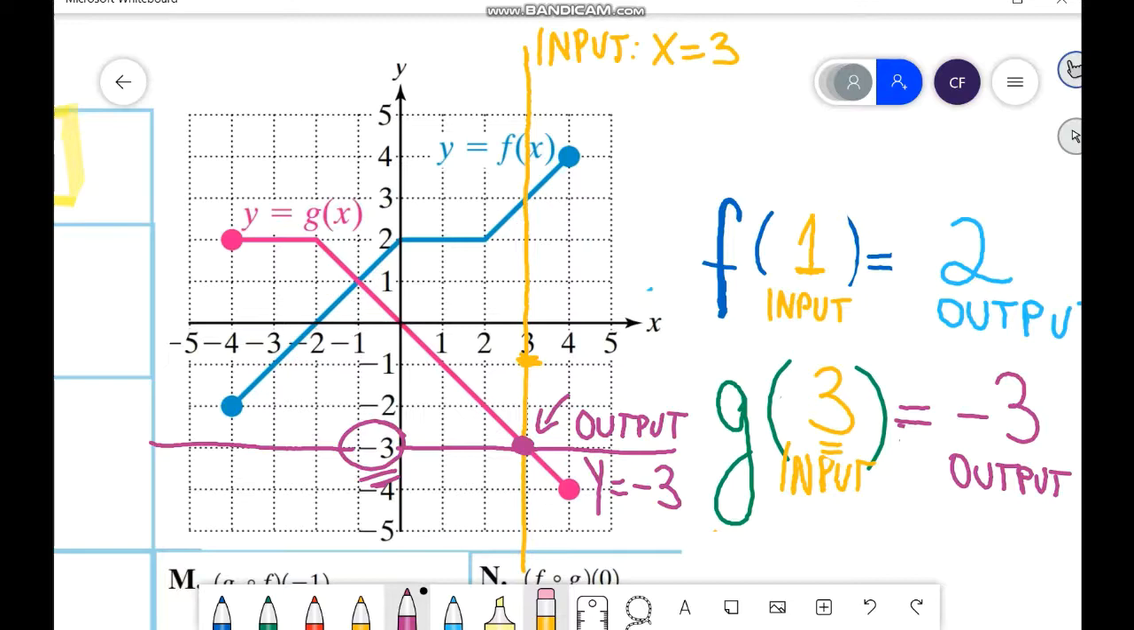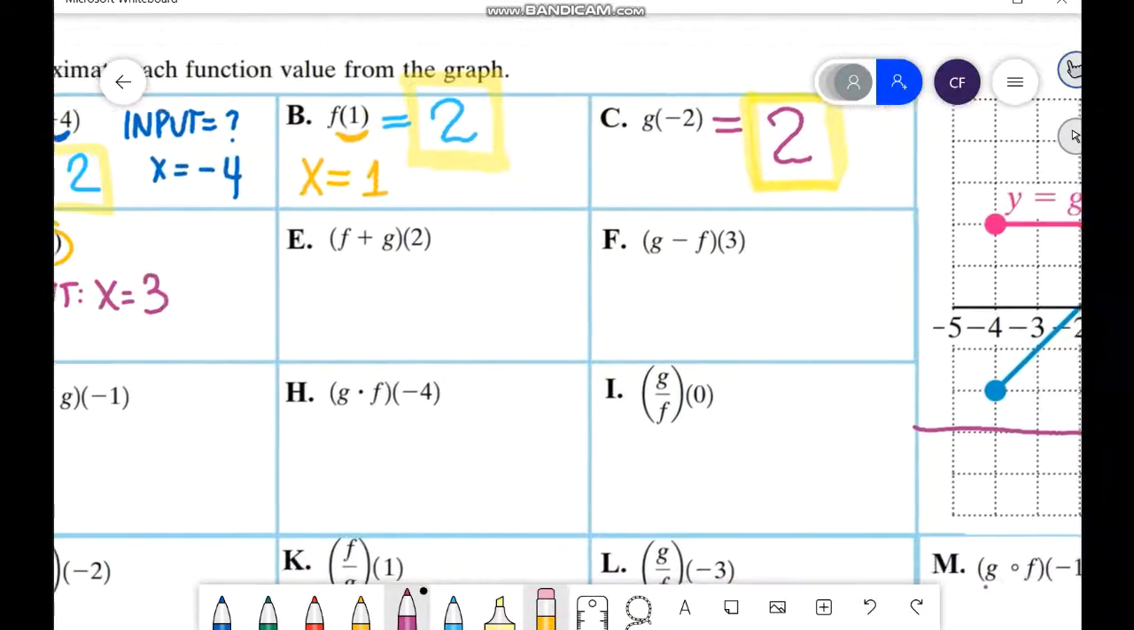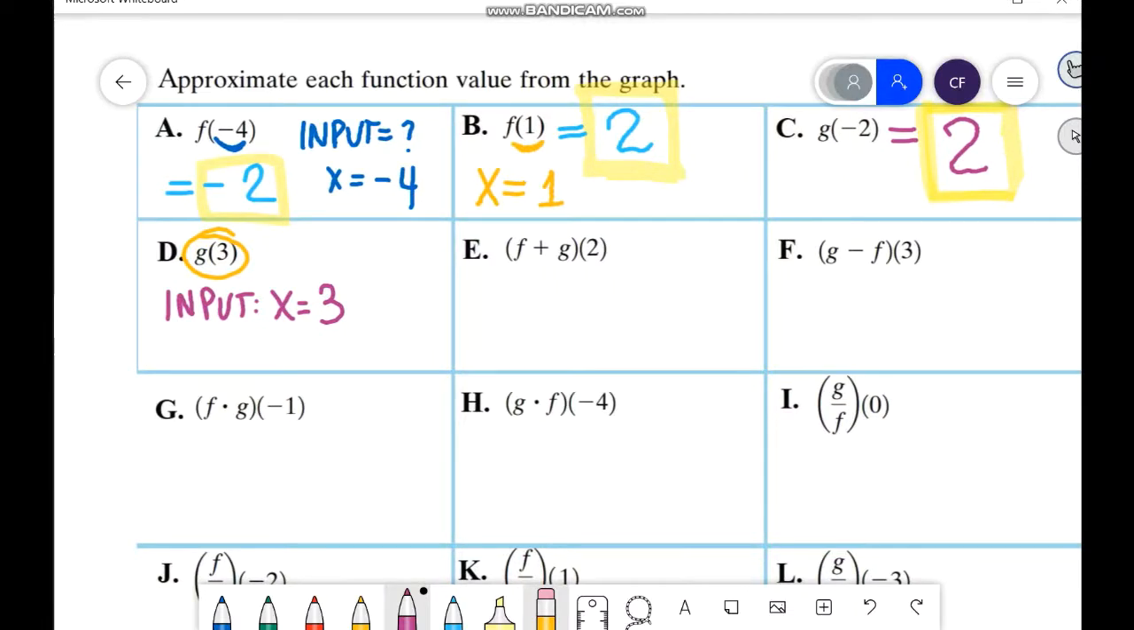All right. So letter D, right? Letter D. The answer is -3. The output y equals -3. This is the right answer.